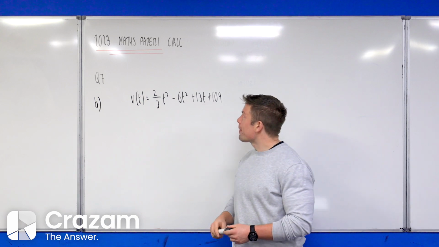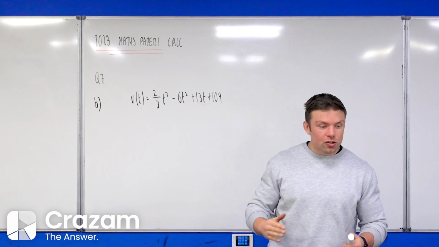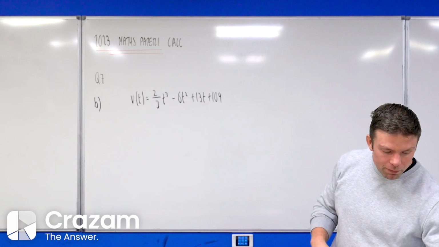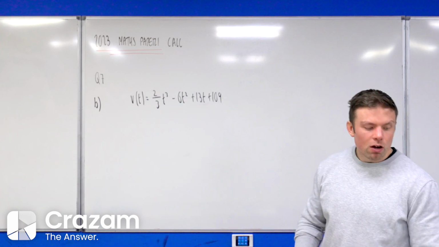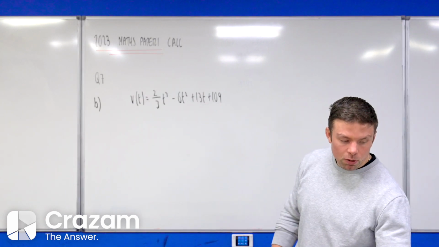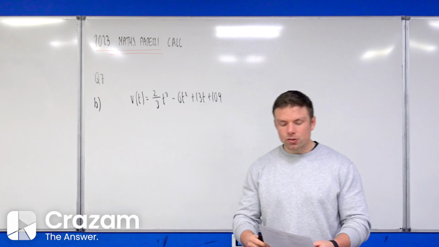This is the 2023 Maths Paper 1. It's a calculus question, question 7, but we're on part B, which says work out Fiona's acceleration. That is the rate at which her speed is increasing 5 minutes after she passes the point A, and give your answer in kilometers per hour per minute. Okay, so not too bad here.